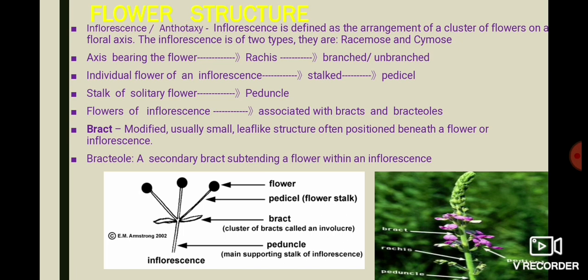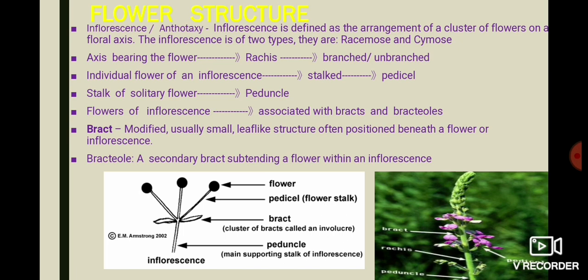Now obviously inflorescence bears an axis. The inflorescence axis bearing the flower is generally termed as rachis, which may be branched or unbranched. It can be branched also, it can be unbranched also. See, I have given you the axis bearing the flower, that is termed as your rachis, which can be branched or unbranched. If an individual flower of an inflorescence generally is stalked in nature, that portion is called your pedicel.